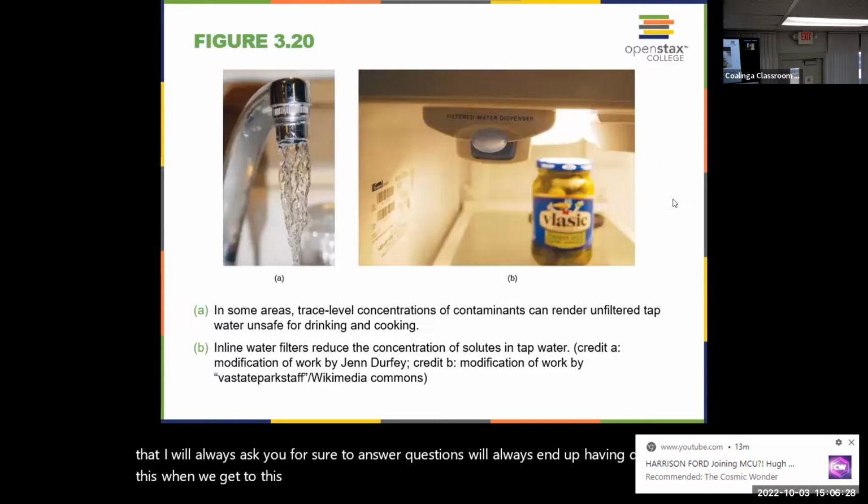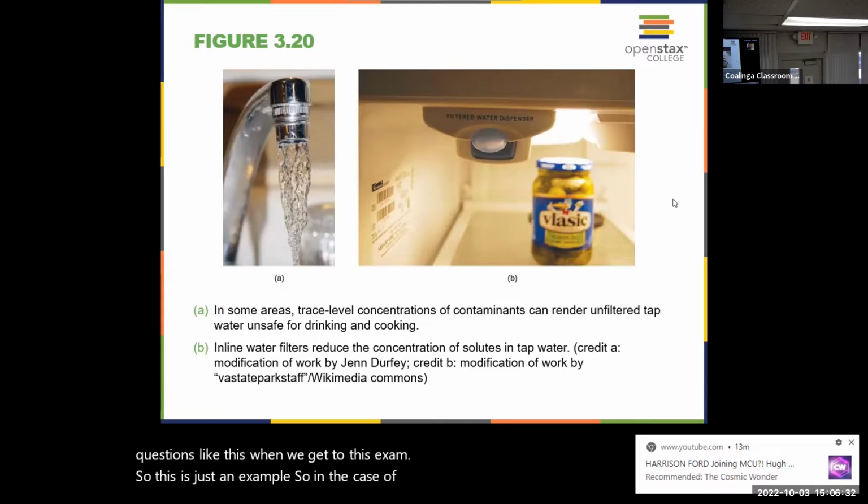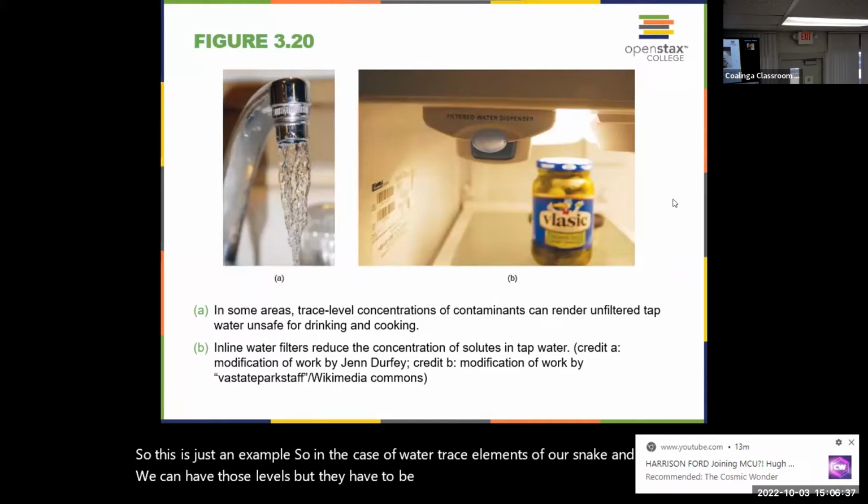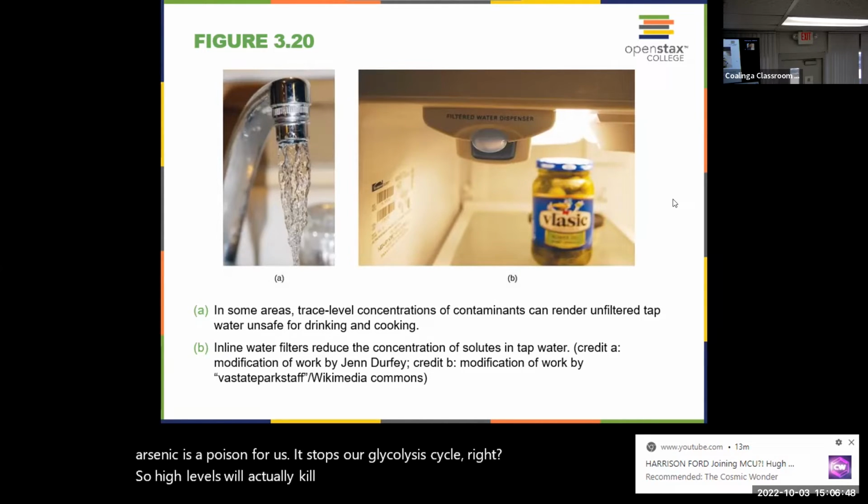Okay. So this is just an example. In the case of water, trace elements of arsenic and stuff like that, we can have those levels, but they have to be very, very low, because we know that arsenic is a poison for us. It stops our glycolysis cycle, so high levels of arsenic will actually kill us.